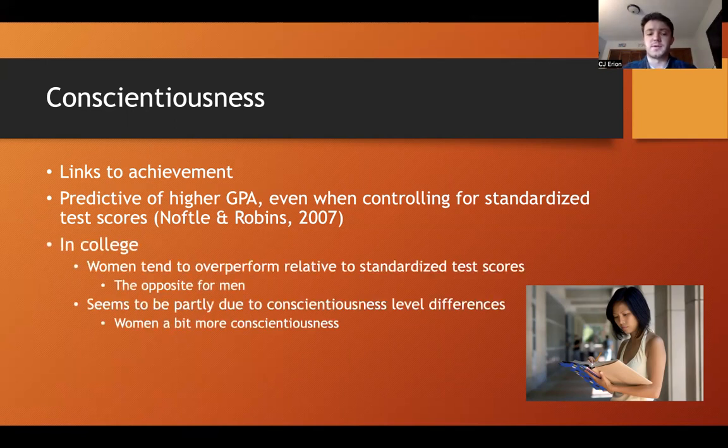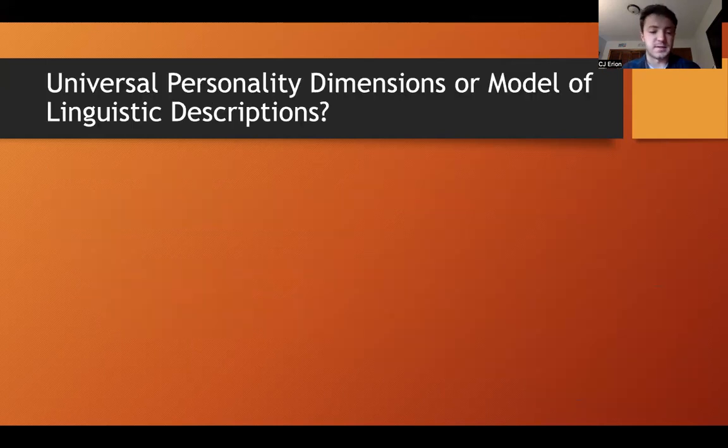Interestingly here, results suggest that in college, women tend to overperform relative to their standardized test scores, whereas men do the opposite. They tend to slightly underperform relative to their standardized test scores. And this seems to be, at least in part, due to conscientiousness differences. Women tend to be a bit more conscientious. We'll talk about this a bit more actually at the very end of the class when we talk about some gender differences.